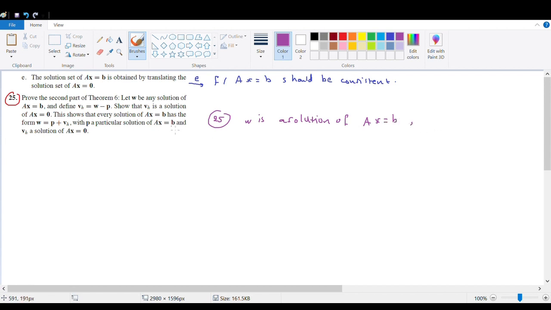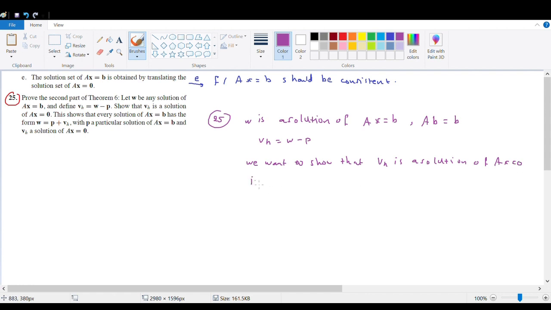Also, given that p is a particular solution of Ax = b, that means Ap = b. Also it is given that vh = w - p. We want to show that vh is a solution of Ax = 0.